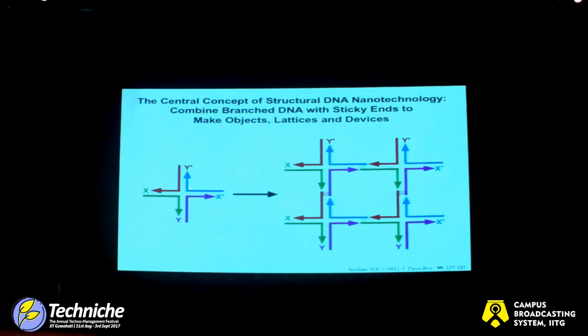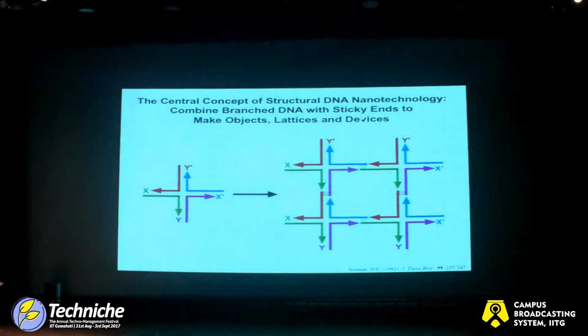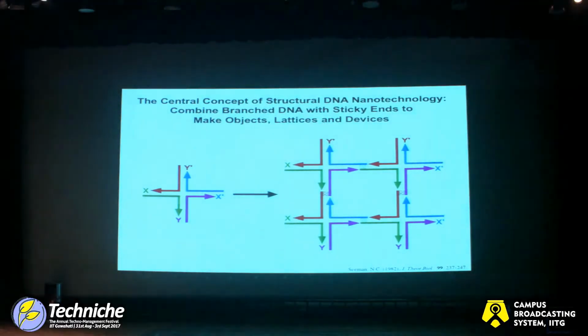So in order to introduce the whole notion of structural DNA nanotech, we're going to combine these two ideas, branched DNA and sticky ends. So X can pair with X prime, its complement, Y with its complement, Y prime, and we could make this little quadrilateral. But you notice when we make the quadrilateral, say corresponding to an object, we've got a whole bunch of sticky ends left over on the outside, so we can make a lattice. And we can also make machines, and I'll show you that a little later.